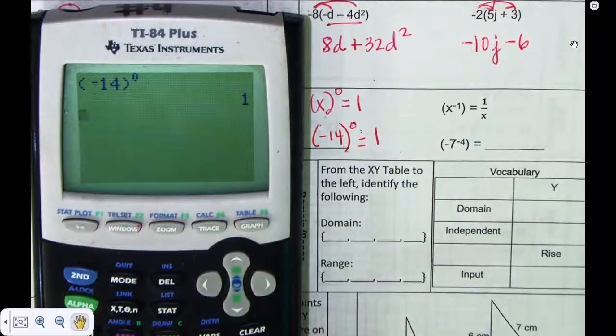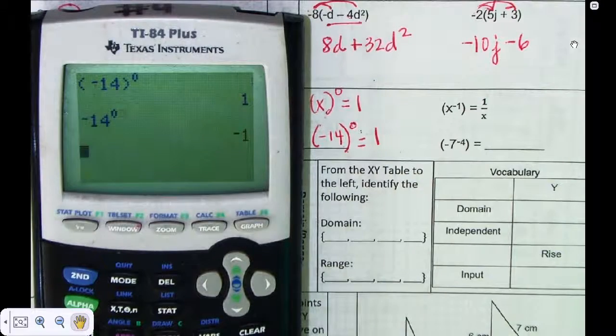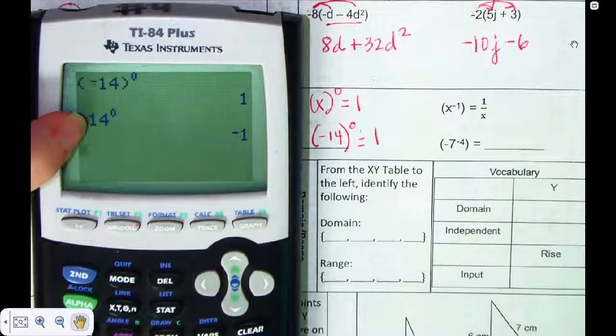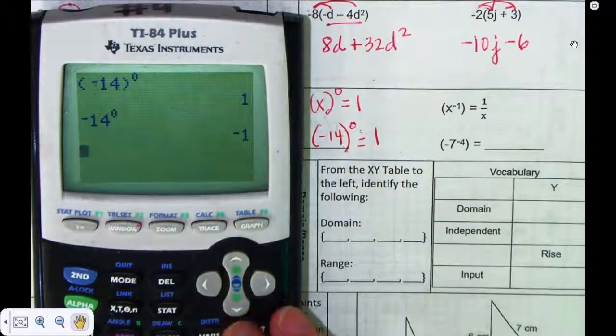Okay, so, but if you just put, everybody go do negative 14, arrow up to the 0 power. You're going to get negative 1. Because all they did was take 14 to the 0 power, which is 1, and then put the negative sign on it. Parentheses are important, so I'm trying to point that out.